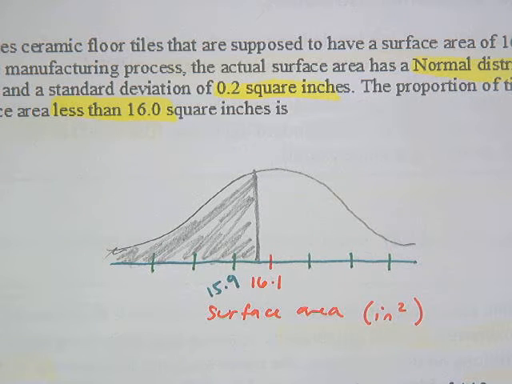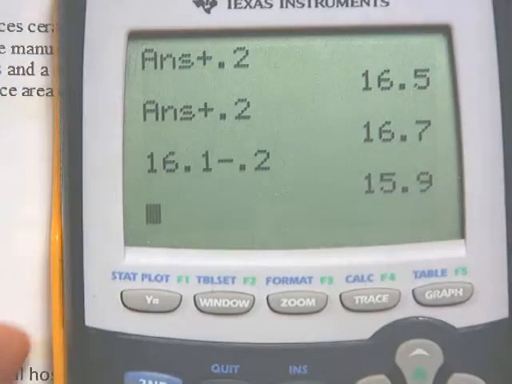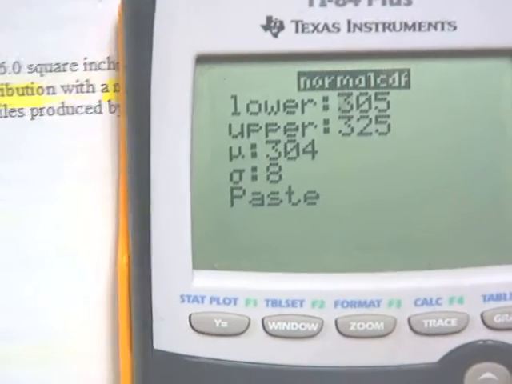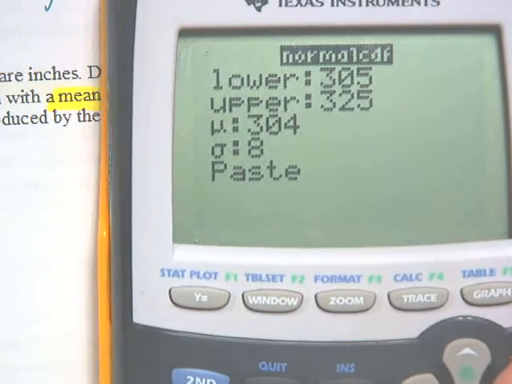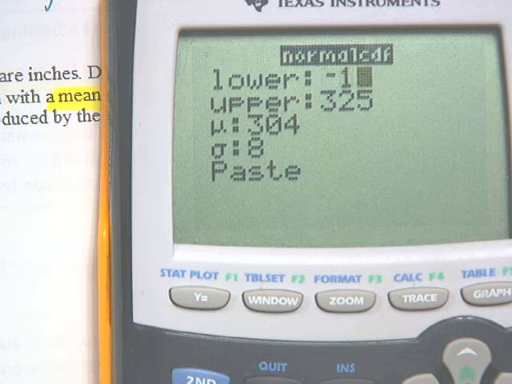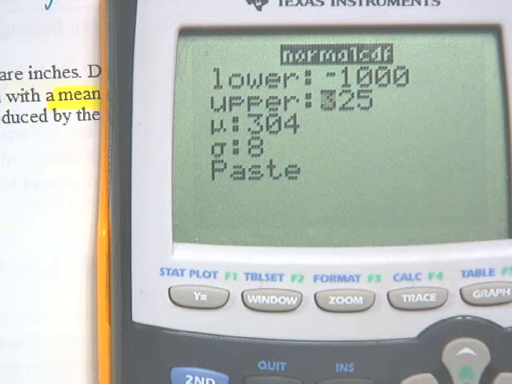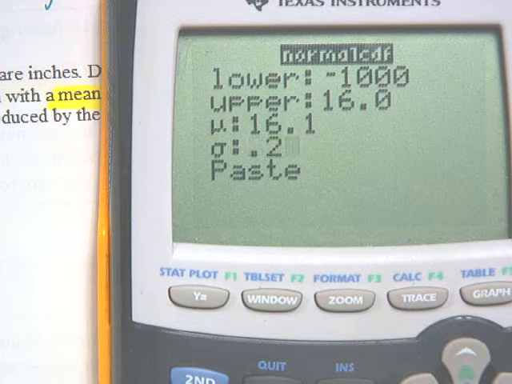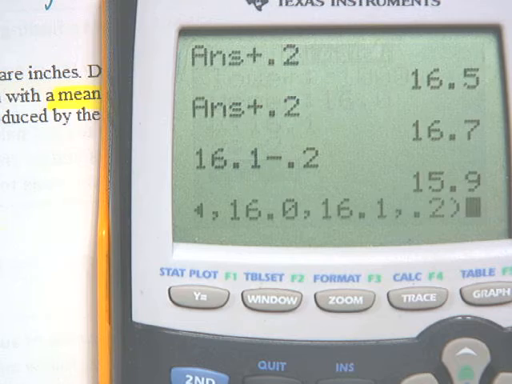By the time the test rolls around, I want you to be able to just pick up your calculator and go for it. Okay, second VARS, normal CDF. This time, because I shaded because it said less than 16, my lower boundary is negative 1,000. My upper boundary is 16.0, or you can just leave it at 16. The average surface area is 16.1, and the standard deviation is 0.2.